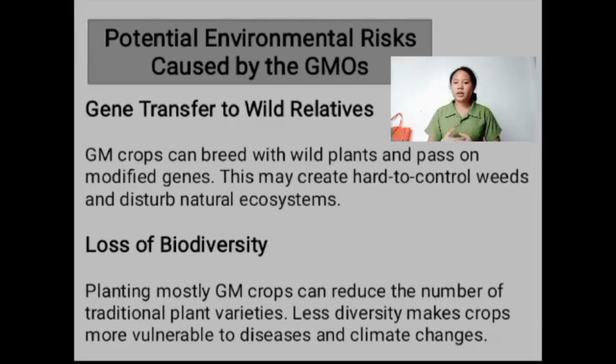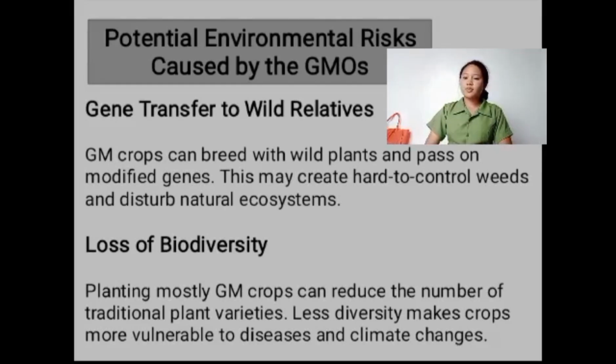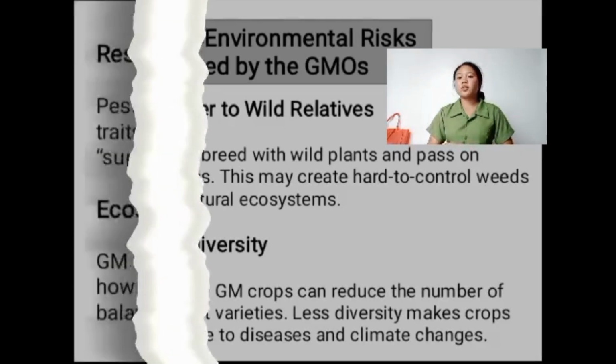Next is loss of biodiversity. Planting mostly genetically modified crops can reduce the number of traditional plant varieties. Less diversity makes crops more vulnerable to diseases and climate changes. When farmers plant mostly one type of genetically modified crop, traditional or local varieties may no longer be grown. This reduces genetic diversity, meaning crops become more similar to each other. If a new disease, pest, or climate problem occurs, these similar crops may all be affected at the same time, leading to large crop losses.